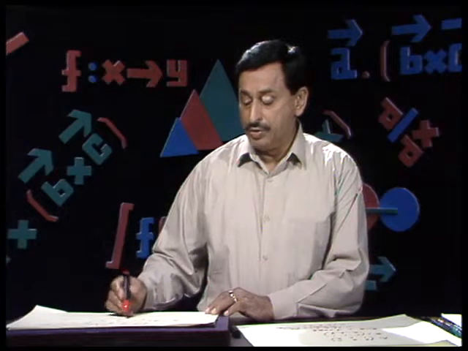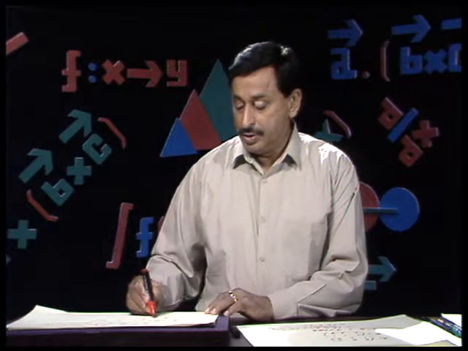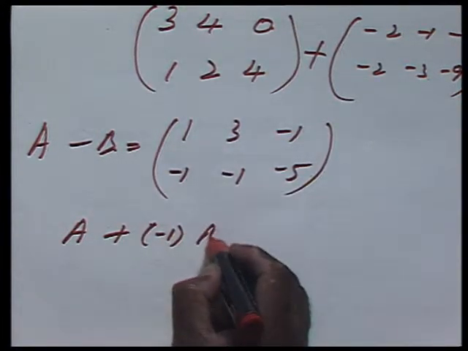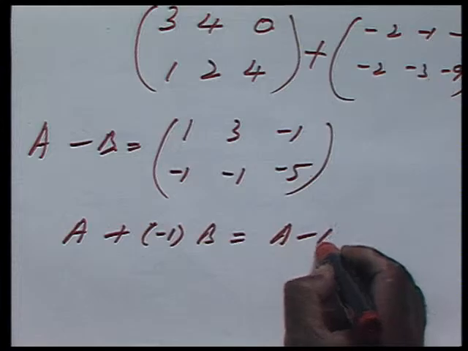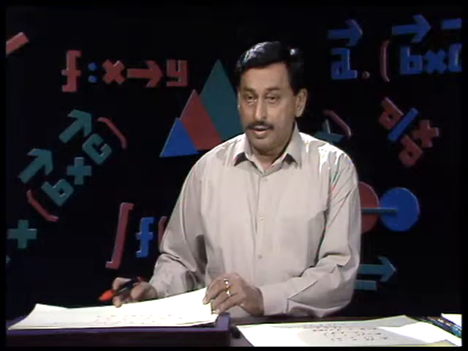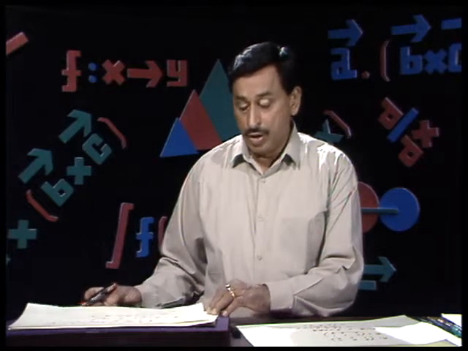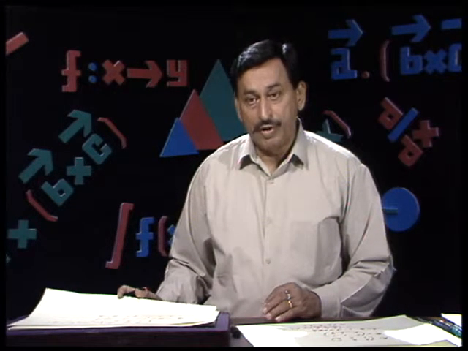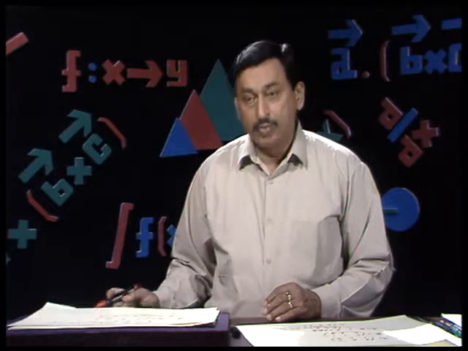And just as in case of numbers, commutativity is not possible in case of subtraction. But there are simpler ways of doing subtraction, so that you don't have to write A minus B as A plus minus 1 times B. All that you need to do in subtraction is subtract the respective elements and you will get the answer.